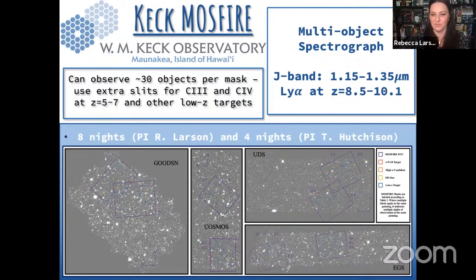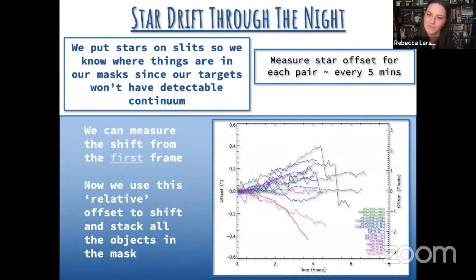But this is our observations. We were looking for Lyman-Alpha at redshift 8.5 to 10.1. And so, this is the J-band observations that we took. We encountered some problems that were already known: as you observe for long periods of time on the telescope, it's not super accurate, and the objects themselves drift in your slits, and so we had to account for this.